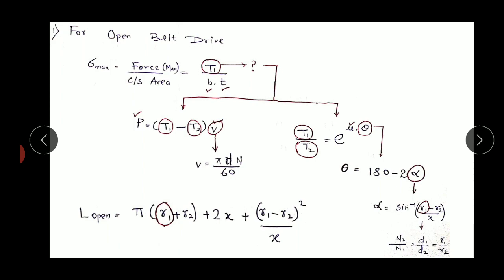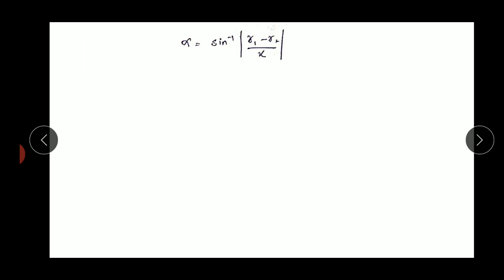So this is the procedure we are going to follow for the solution of this question. So we'll see it now step by step. So first thing is alpha, sine inverse of mod of r1 minus r2 divided by x.